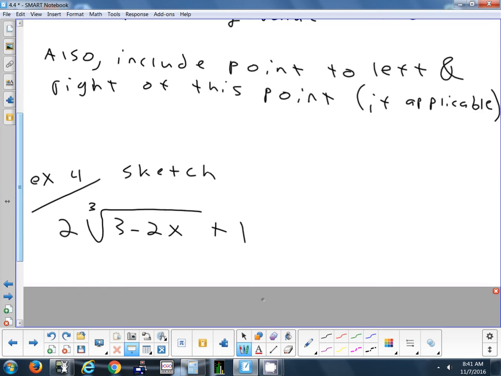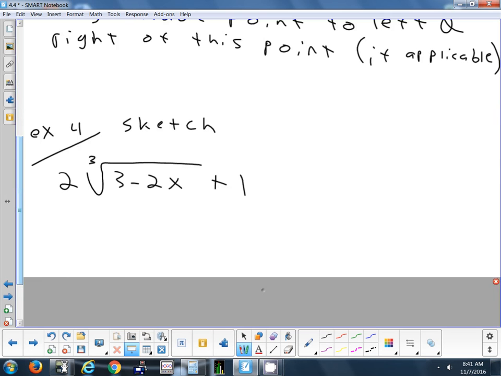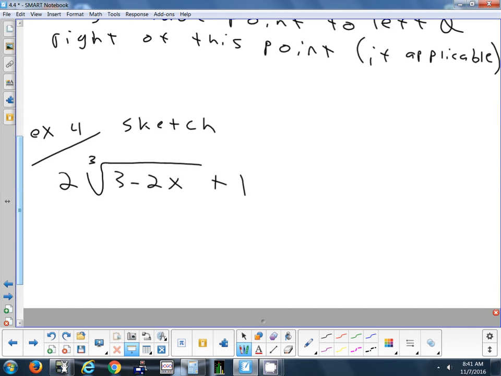Right, so first what I'm going to sketch is a cube root function. Okay. Do cube root functions just go in one direction, or do they go in both directions? Yeah? Both directions. Okay. I'm not asking you for the transformations. Okay, I just want to sketch. But if I was asking for the transformations, this would be my first step.